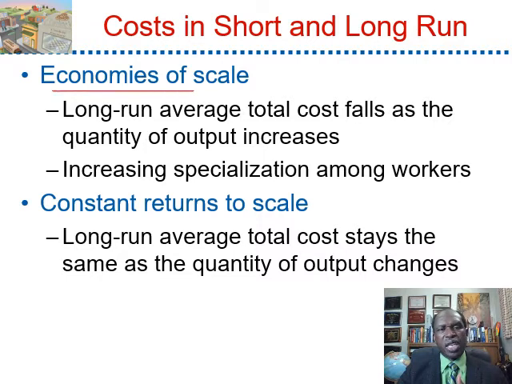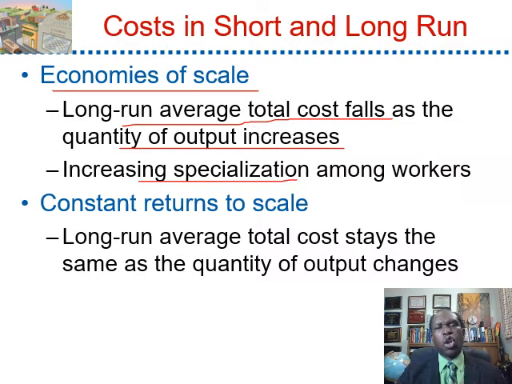So economies of scale are when long run average total cost falls as the quantity of output increases. An example would be increasing specialization among workers, which will lead to economies of scale. Usually in chapter 15, monopolies exhibit economies of scale. They are able to increase the profit because of decreasing average total cost.